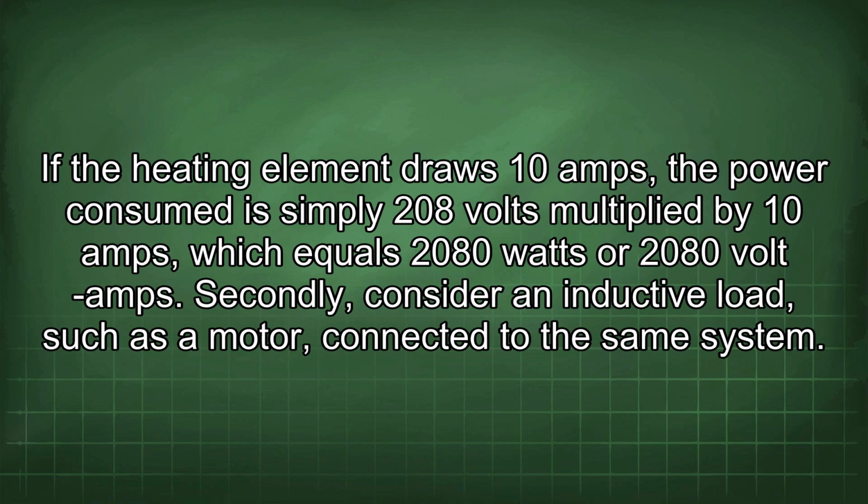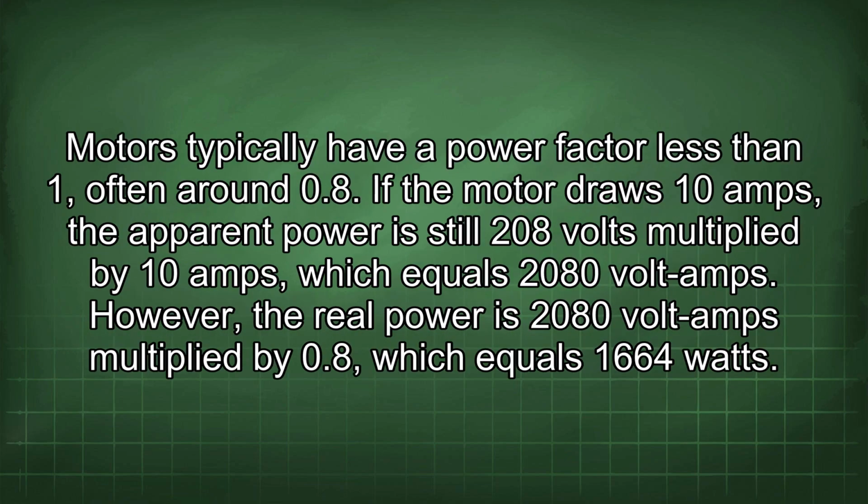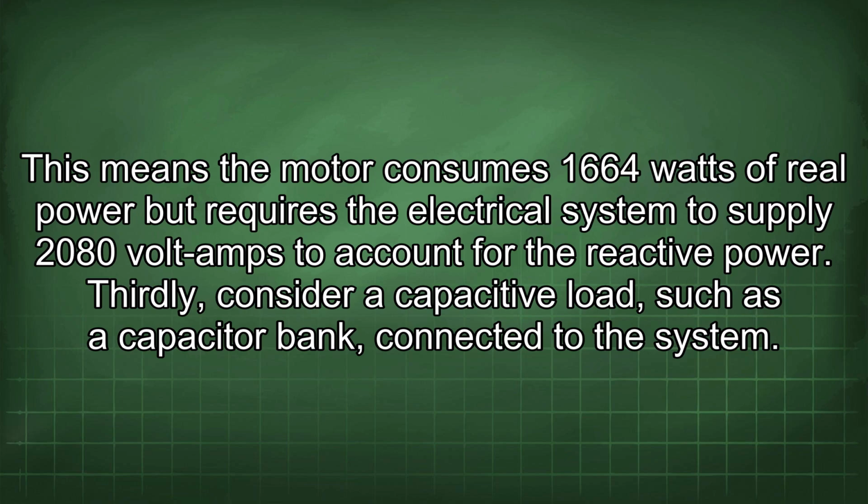Secondly, consider an inductive load, such as a motor, connected to the same system. Motors typically have a power factor less than 1, often around 0.8. If the motor draws 10 amps, the apparent power is still 208 volts multiplied by 10 amps, which equals 2080 volt amps. However, the real power is 2080 volt amps multiplied by 0.8, which equals 1664 watts. This means the motor consumes 1664 watts of real power but requires the electrical system to supply 2080 volt amps to account for the reactive power.